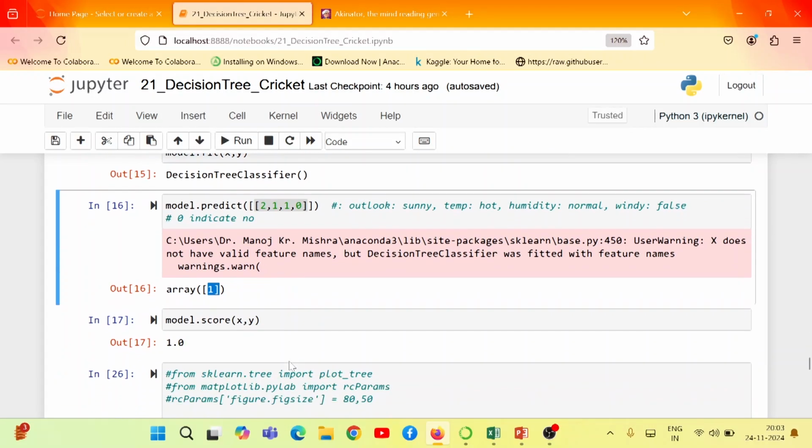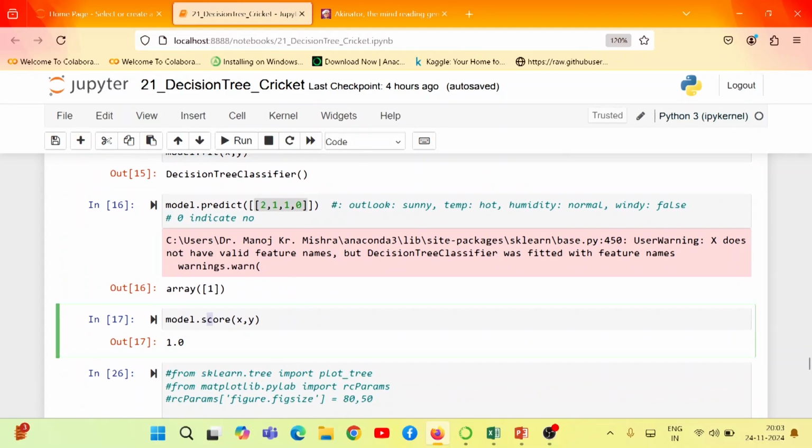Now, if you calculate the score of this model, you may see the answer is coming as 1, right? So it is 100% accuracy; with 100% accuracy this model will predict.